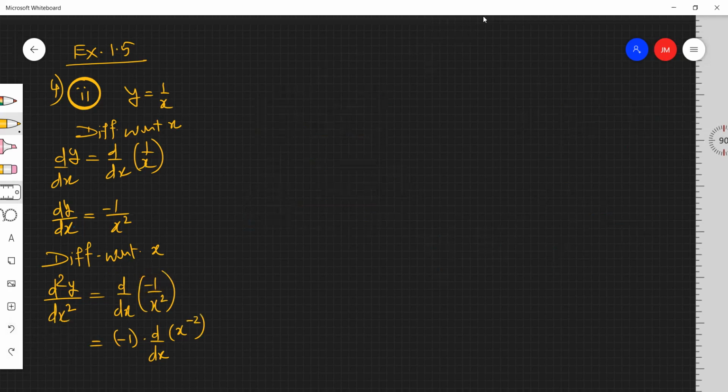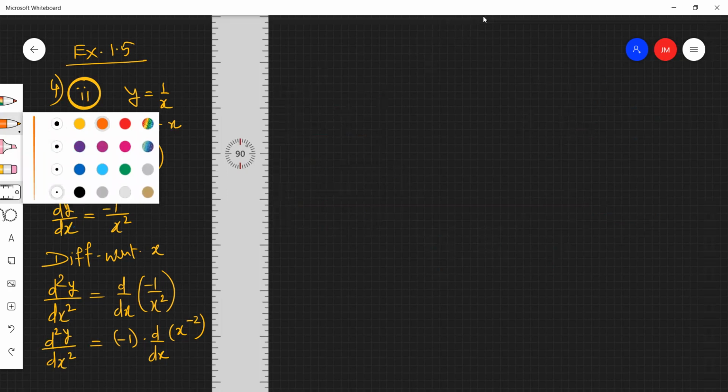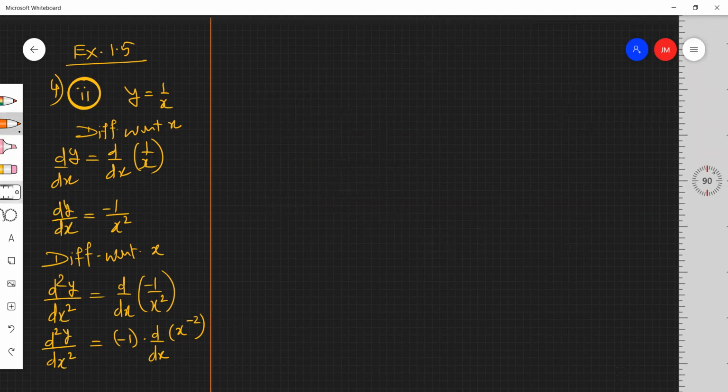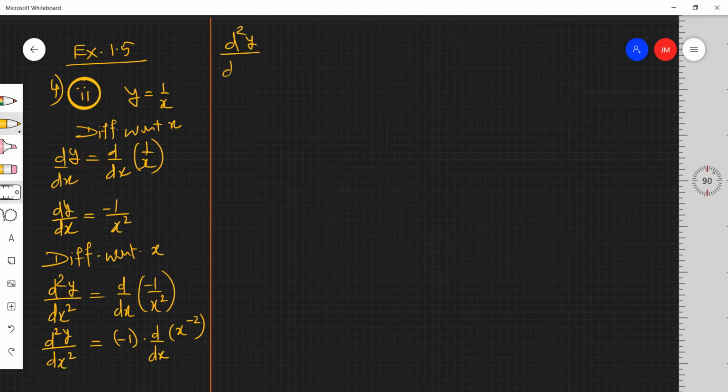So now I differentiate. Now I differentiate this. So I get here, therefore, d2y by dx2 is negative 1 times the derivative of x raised to minus 2, and you all know the derivative of x raised to minus 2 is minus 2 x raised to minus 3. This is the second order derivative.